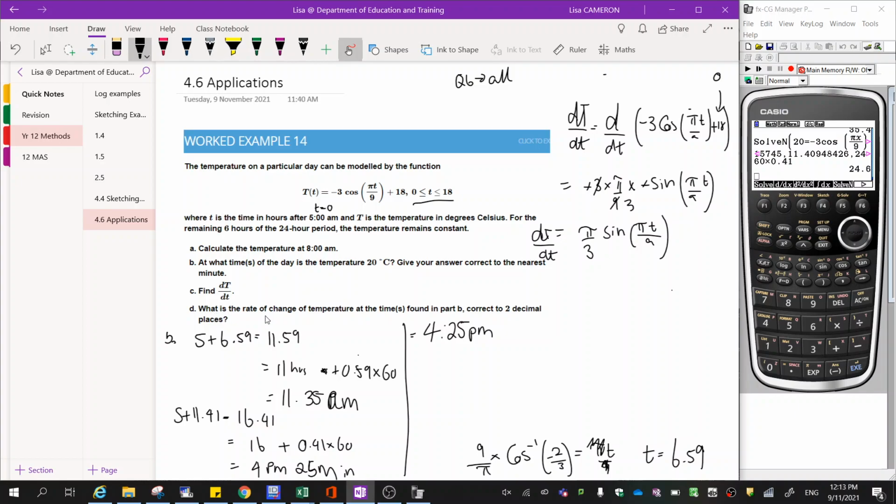What is the rate of change of temperature at the times found in B, correct to 2 decimal places? So that is another way of saying that we're going to let t equal, now, we're looking for this one, and this one is the numbers that are going to be substituted in. So let t equal 6.59 and 11.41. So all I'm going to do is chuck it in. Negative 3, make sure your calculator is still in radians. You shouldn't have changed it. But get used to checking every time that when you put something in the calculator, it is in fact in the right mode.